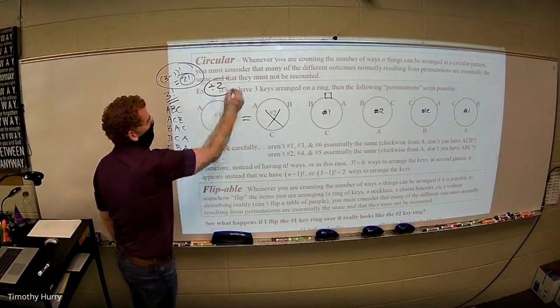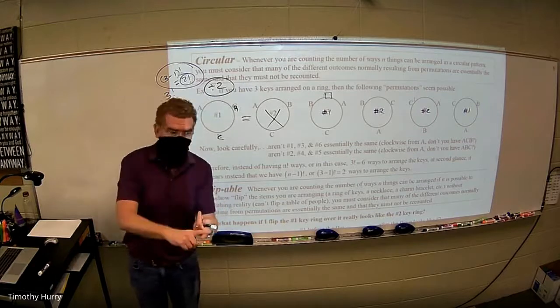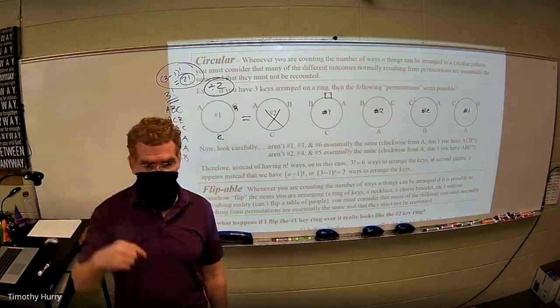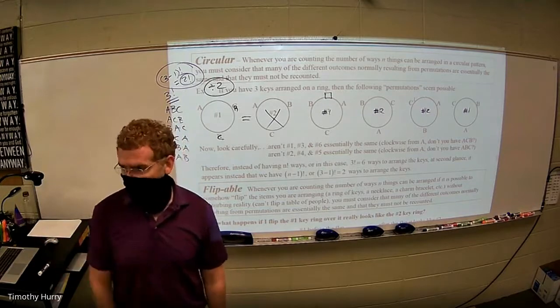All right? So if you ever see a flippable situation, divide by 2. If you ever see a circular situation, you subtract 1, then do factorial. And if it's both, you subtract 1 factorial and you divide by 2.